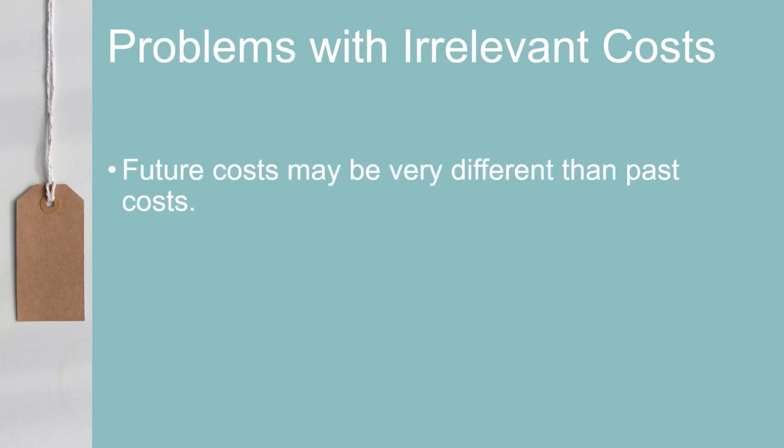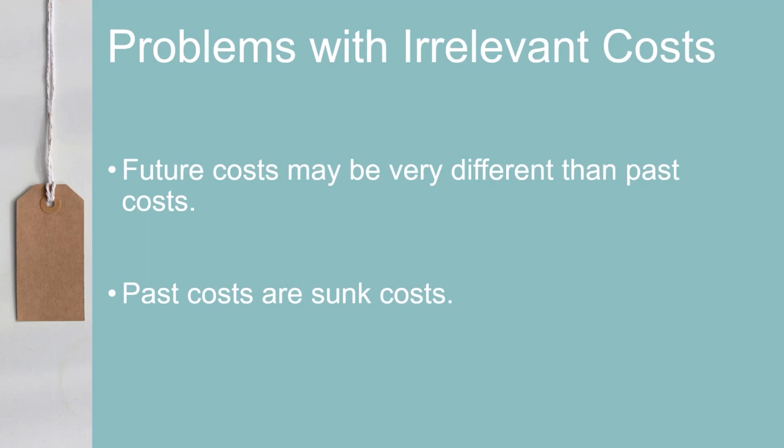All decisions are about the future. The cost numbers I just mentioned are past costs. Future costs may be very different than past costs. They often contain fixed costs. Once again, decisions are about the future. Past costs are sunk costs that are irrelevant to the future.